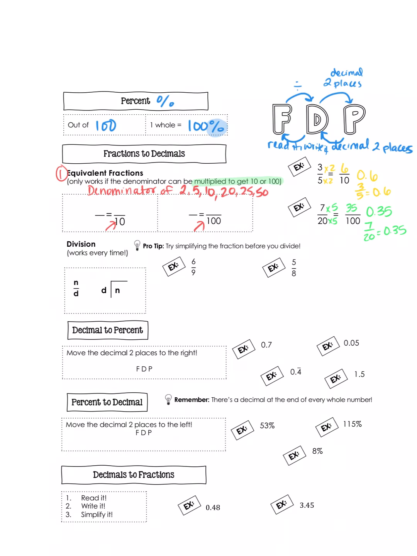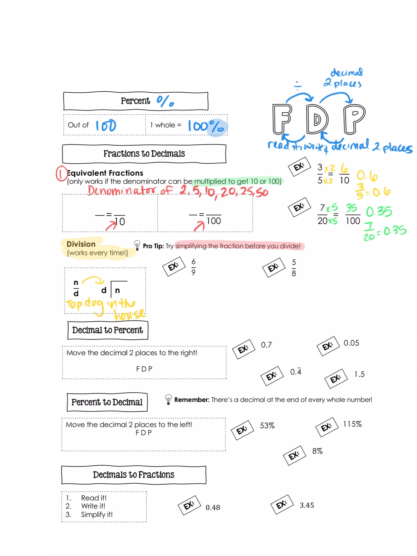So what works every time? That would be division. It works every time. Now, here's a little tip. Try simplifying the fraction before you divide. That can make it a little bit easier. So when I'm doing this, I'm going to do the numerator divided by the denominator, because remember, top dog goes in the house.